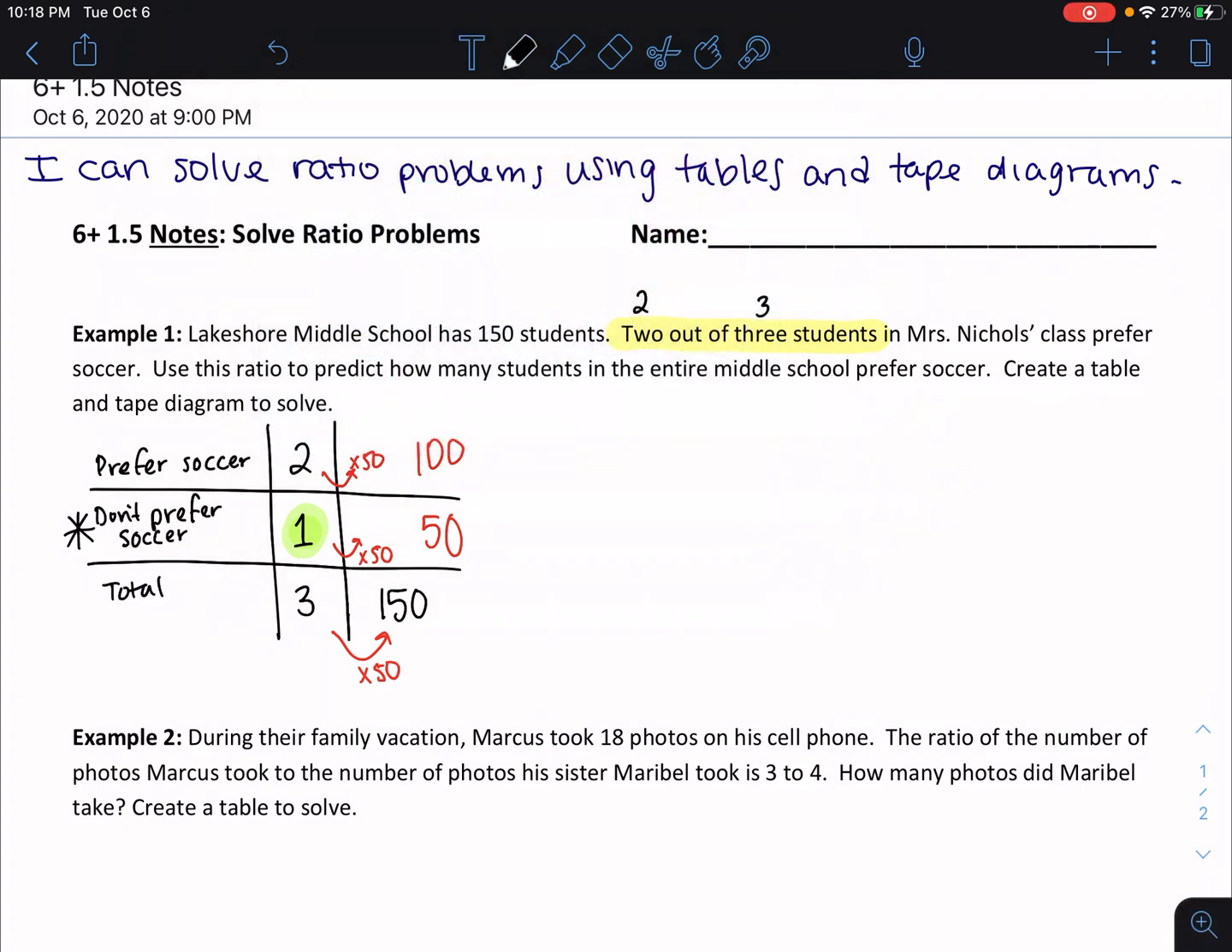And to be able to answer my question, it says use this ratio to predict how many students in the entire middle school prefer soccer. Well, if 2 out of 3 prefer soccer, then 100 out of 150 prefer soccer. So it's going to be 100 students.